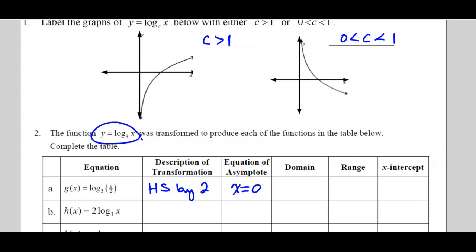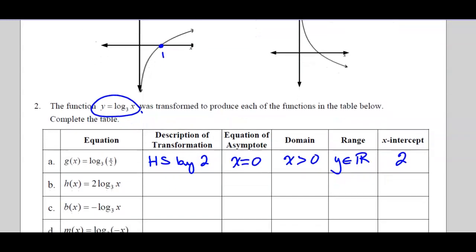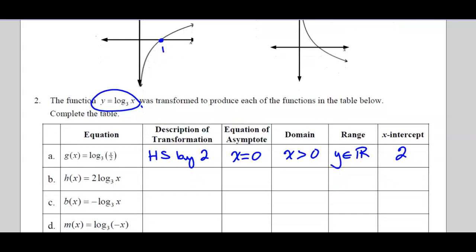And the domain is normally x greater than 0. So if you stretch it by 2, it's still going to be x greater than 0, because 0 times 2 is 0. Okay? Range, that has nothing to do with a horizontal transformation, so y is going to stay as an element of the set of reals. On your base graph, your x-intercept is 1. Now, if we horizontally stretch by 2, it's going to become 2. Okay? So that's going to change. So that's a horizontal stretch by 2.